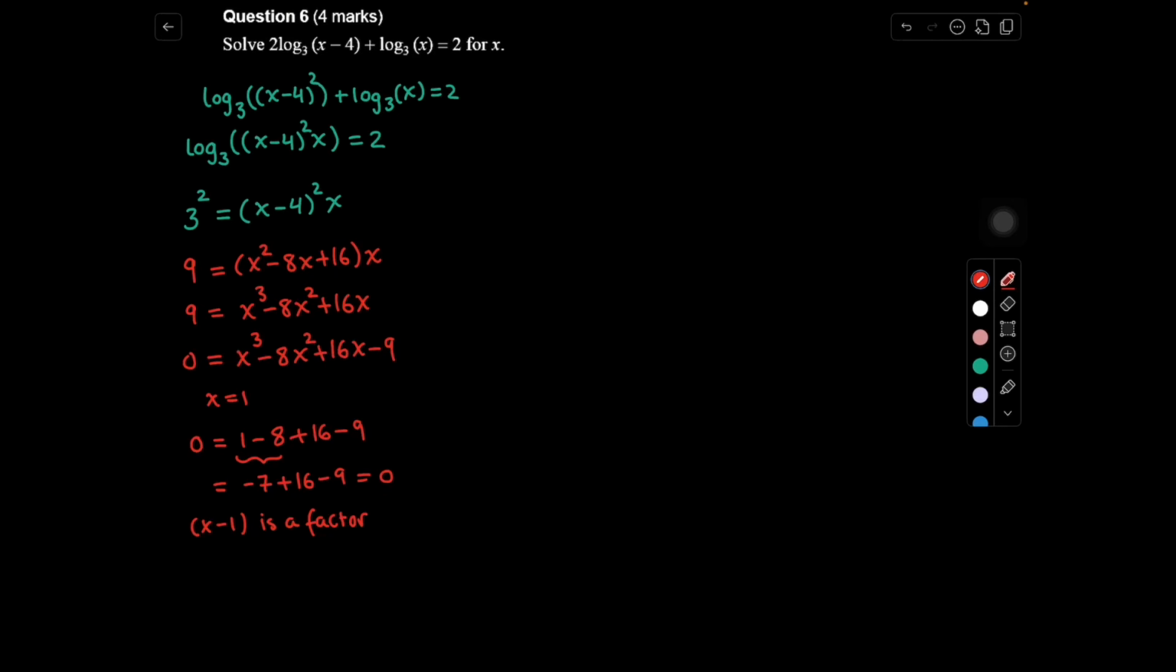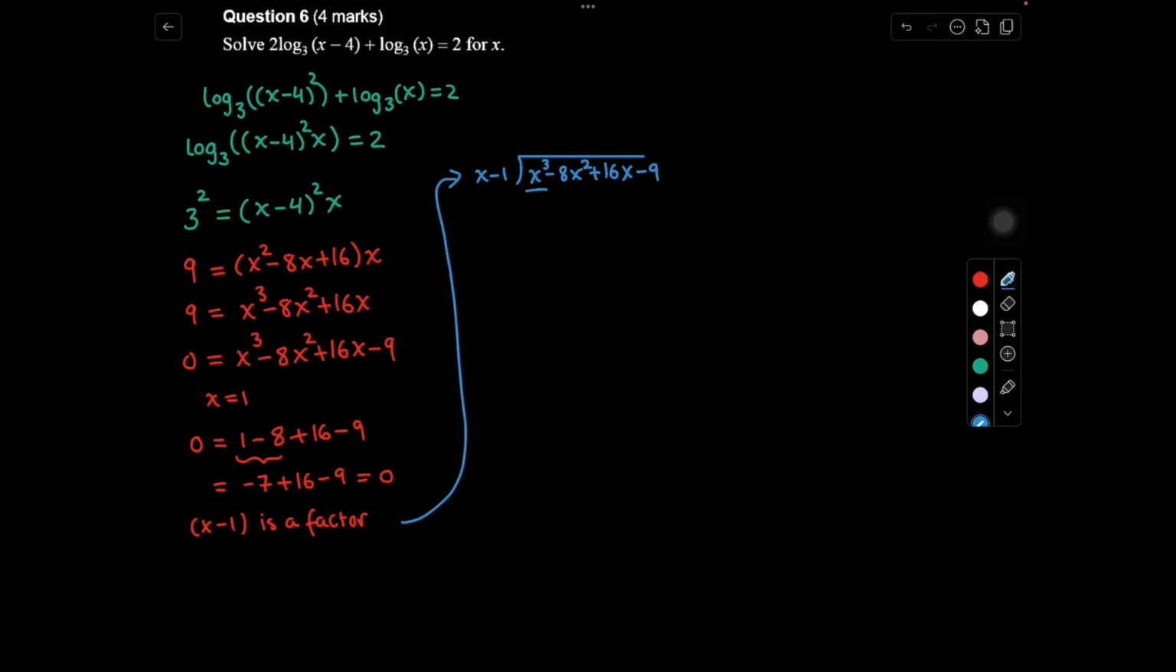Now we can go on to the next part of our question. So now that we know that x minus 1 is a factor, we need to divide through by x minus 1 to get our quadratic factor. So we need to divide our cubic by the factor that we just got.